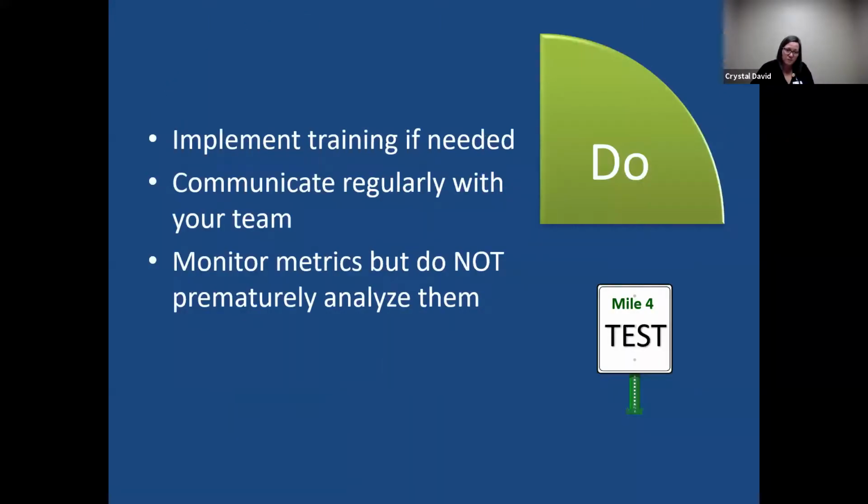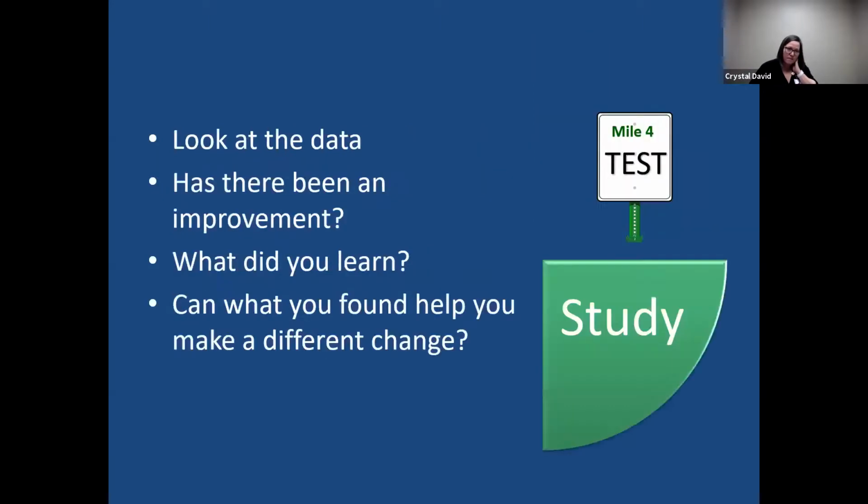So the Do would be mile marker 4, which is the test, and implement training if needed, communicate regularly with your team, monitor those metrics, but don't prematurely analyze them. Just make sure that you are getting the information that you need. Study is still part of that testing mile marker.